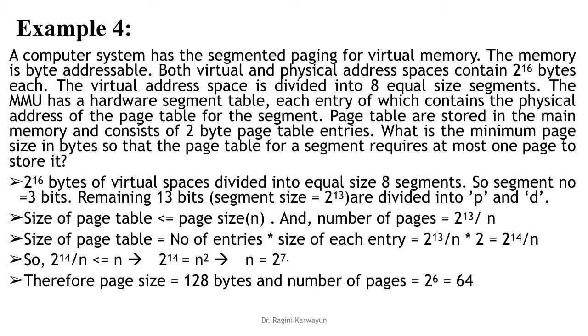We have 2 to the power 16 bytes of virtual address space and physical address space is also 2 to the power 16 bytes. Now it is divided into 8 equal size segments. So segment number तो 3 bits का हो गया, 8 segments हैं तो we need 3 bits to identify each and every segment. The remaining 13 bits, that is the segment size, is of 2 to the power 13. क्योंकि जो 16 बिट्स का हमारा टोटल एड्रेस था उसमें से 3 बिट्स सेगमेंट नंबर को निकल गई, तो जो बची है वो सेगमेंट साइज बता रही है, that is constituted of 13 bits. तो सेगमेंट साइज हमारा हो गया 2 to the power 13 का.